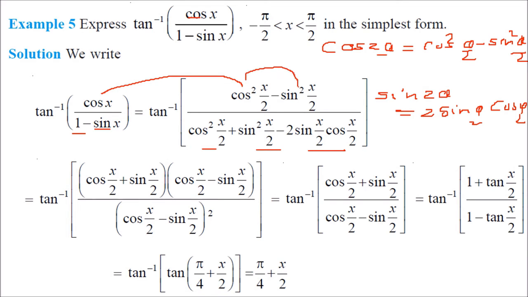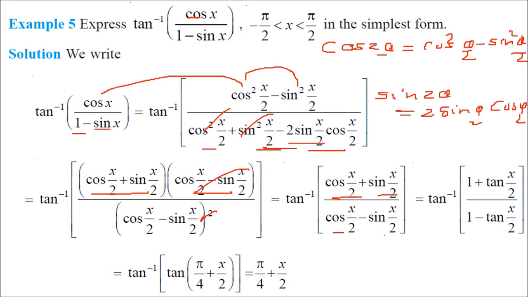This is what? A square minus b square, cos square x by 2 minus sin square x by 2. You can write a plus b, a minus b for a square minus b square. So cos, this one time plus, one time minus. In this case, this is nothing but a square plus b square minus 2ab. So this is nothing but a minus b whole square: cos x by 2 minus sin x by 2 whole square. You can cancel this with this. This is remaining. And you can divide numerator and denominator by cos x by 2.